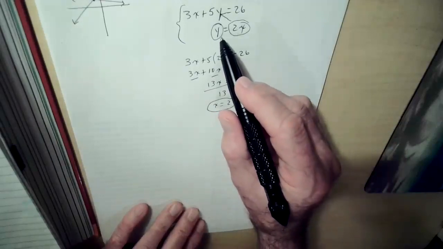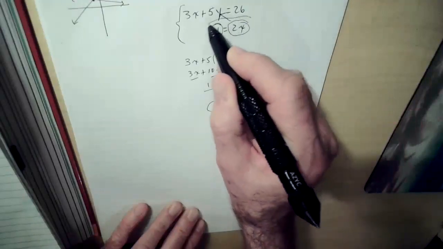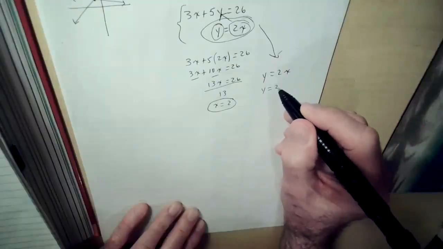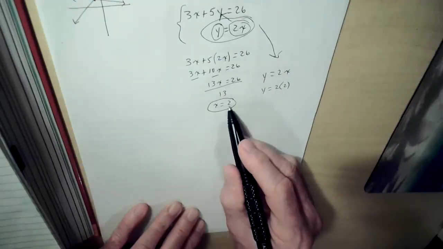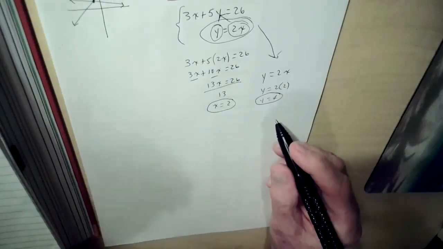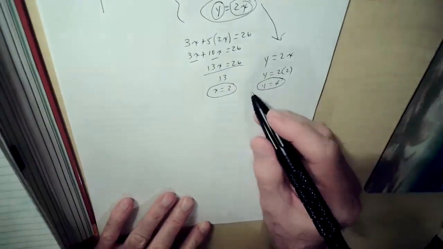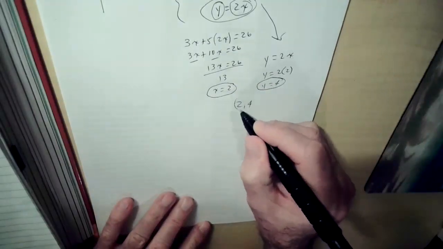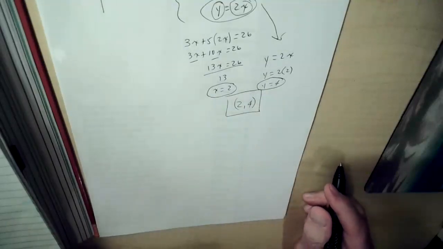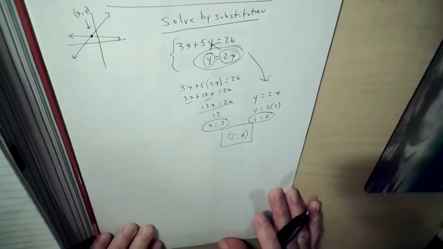Now we substitute 2 in for x in either one of these equations. It doesn't make any difference. Do the easy one. This one's already solved for y. So we have y equals 2x. So y equals 2 times x, which is 2. So y is 4. So the intersection of these two is 2, 4. This is our answer.